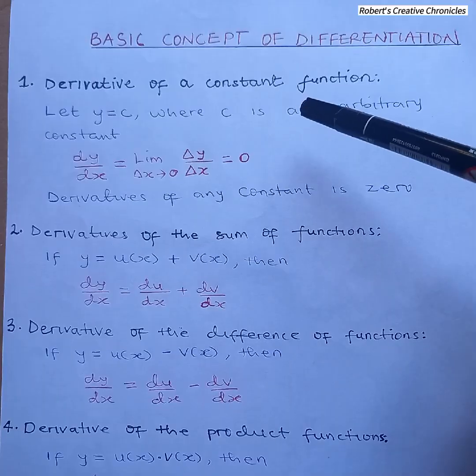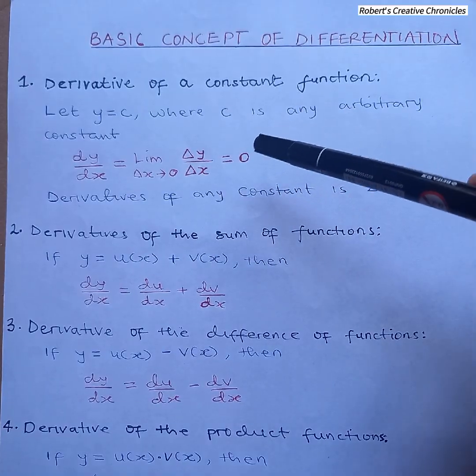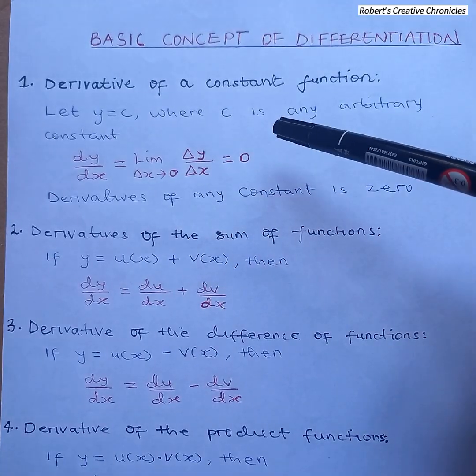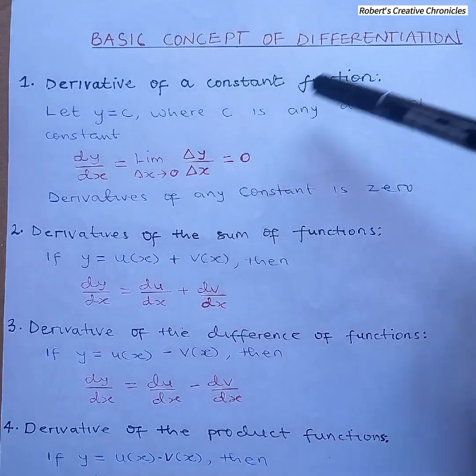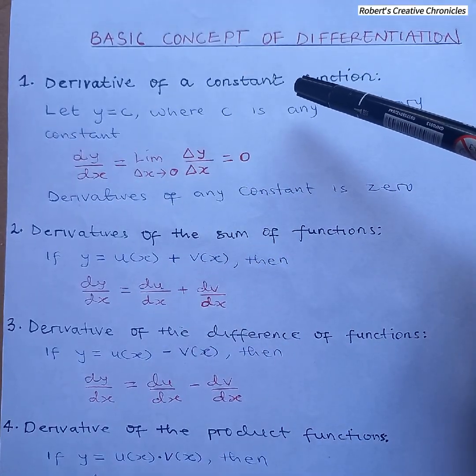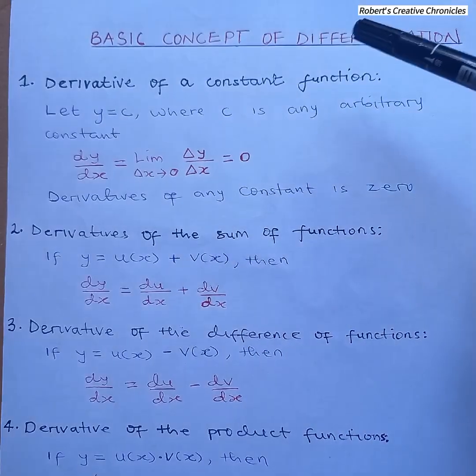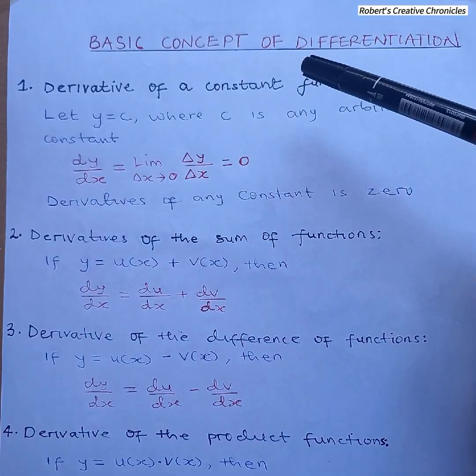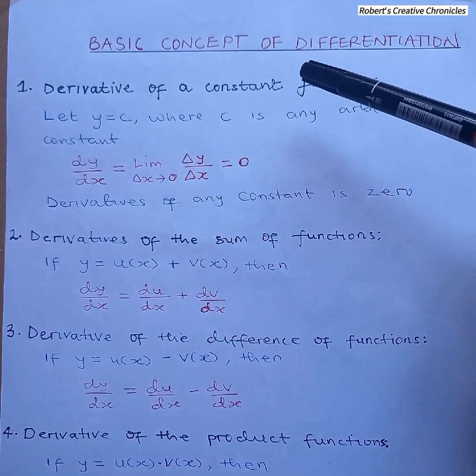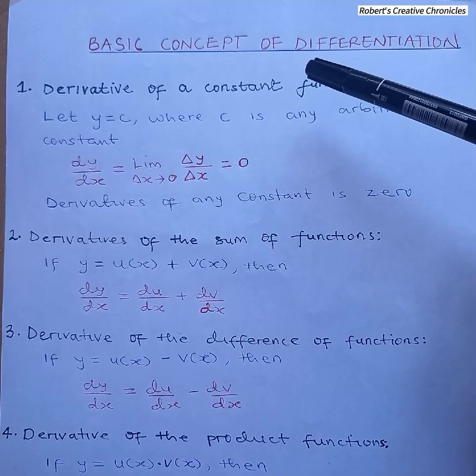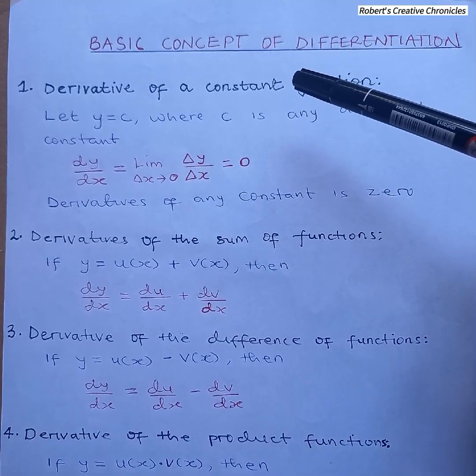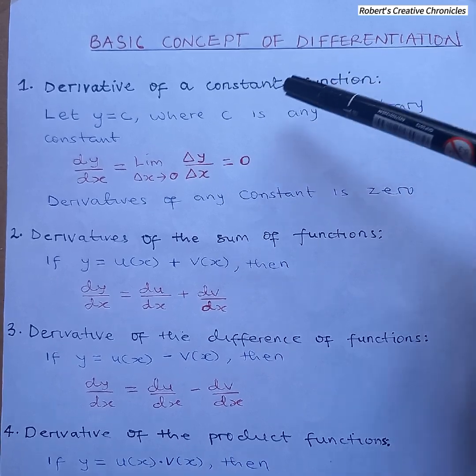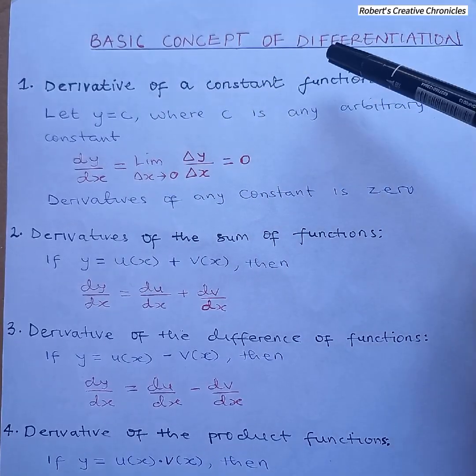All real numbers, that is from a negative number to 0 to a positive number, all of them are constants. So if you are told to find the derivative of any of these, the derivative is always 0. Or sometimes during partial differentiation, you assume that a certain function is a constant. Even then, if you differentiate it, it is 0. So what you need to know is the derivative of any constant is always 0.